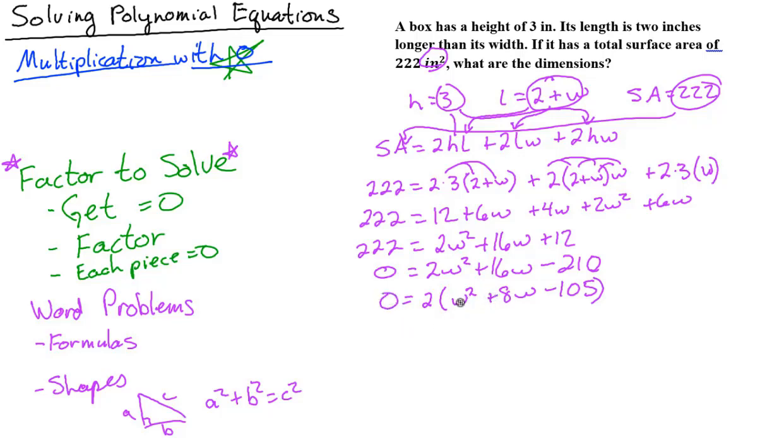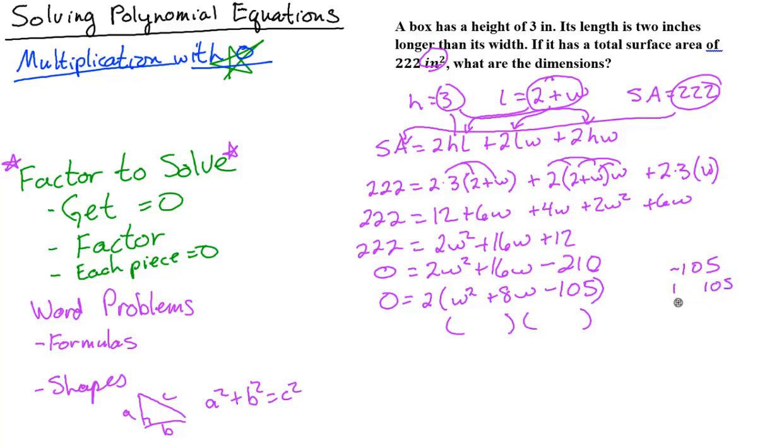This is a trinomial, leading coefficient 1. So this is a fast one. What multiplies to negative 105 and adds to 8? 105 itself, probably not that one.